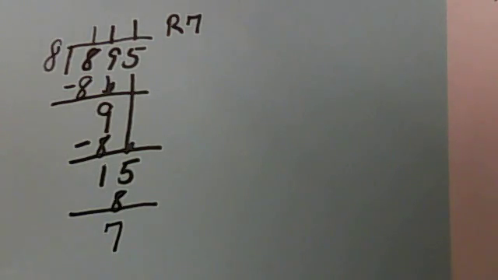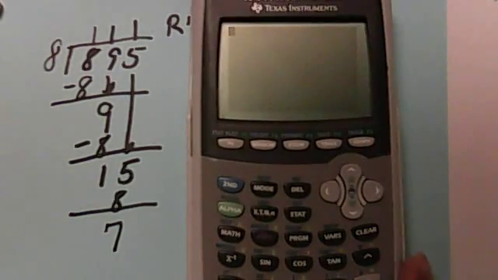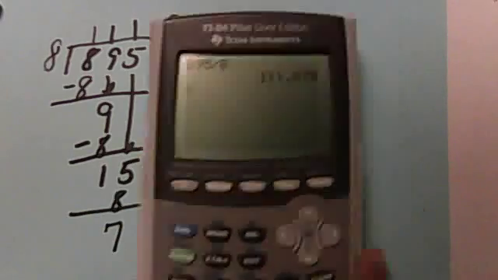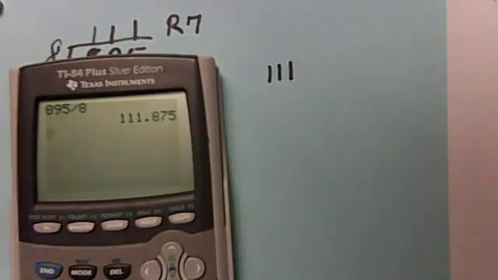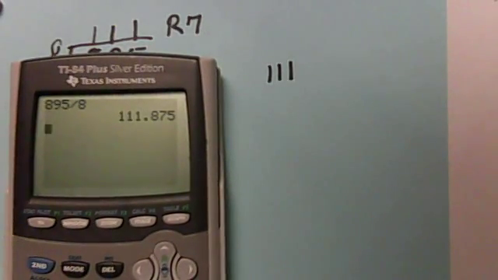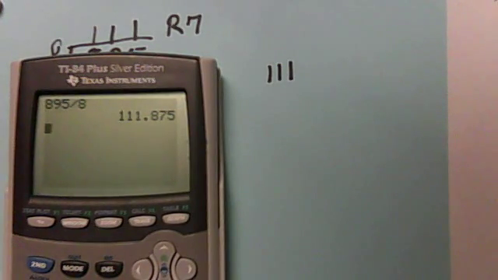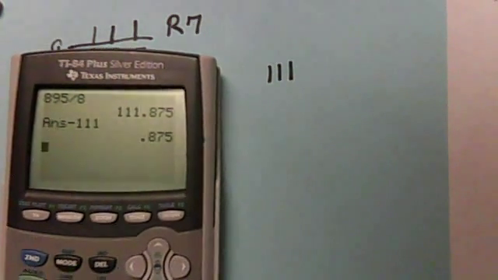So let me show you here. You would take 895 and hit the division bar by 8. And you see the whole number is 111. So that's the whole number, the same whole number that we have here. So we would write 111. And to get the remainder, we're going to subtract out that 111, leaving us with the decimal, which is already up there, 0.875.